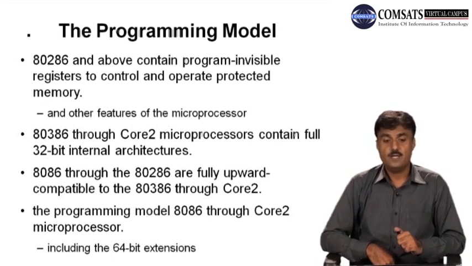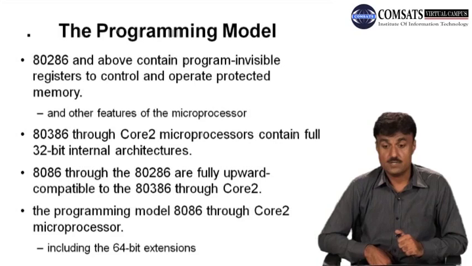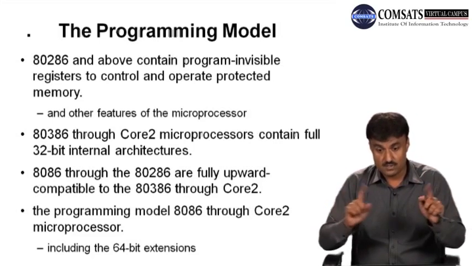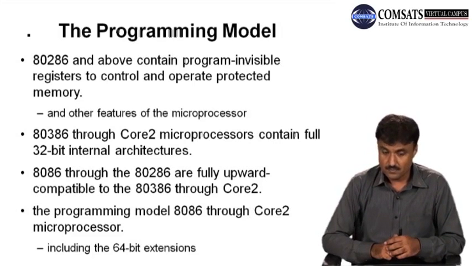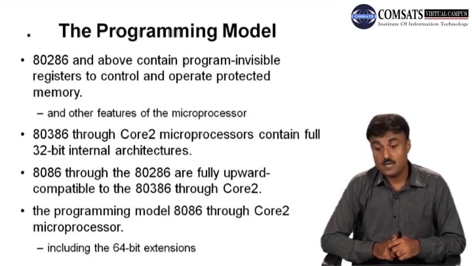Now, 80286 and above contain program invisible registers to control and operate the protected memory and other features of this microprocessor. And the 80386 through Core 2 microprocessors contain a full 32-bit internal architecture, meaning the size of these registers is 32-bit. So 8086 through 80286 are fully upward compatible to the 80386 and through Core 2 and so on.